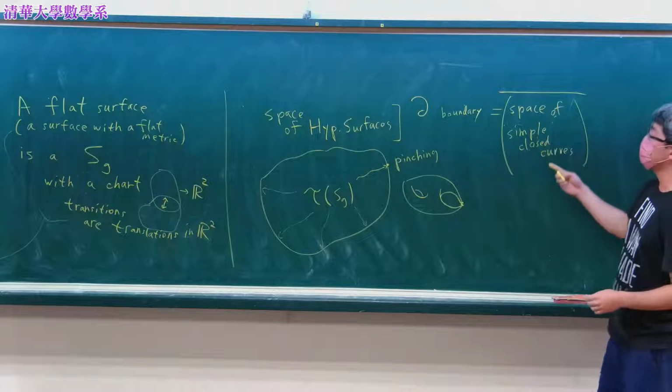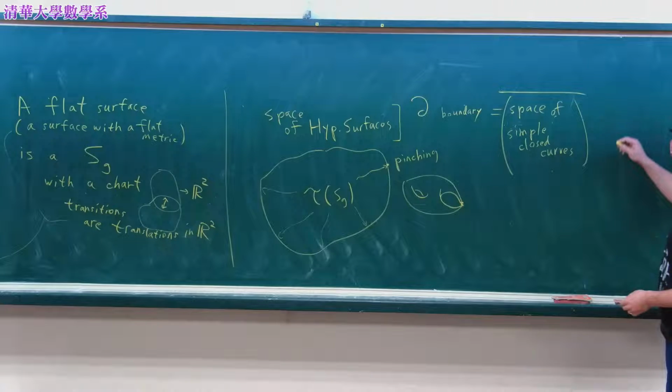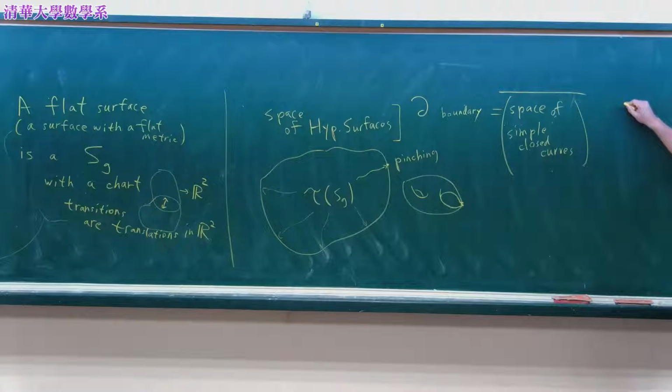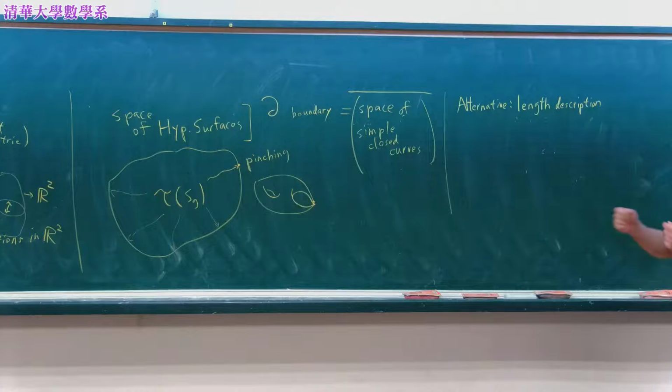And so one kind of description people gave is about using the length to describe this. So there's the alternative, a length description. Where they say, I'm going to measure the length of all the curves, and then I'm going to be able to tell if I am getting closer and closer to the boundary because I see something's length is going toward 0.